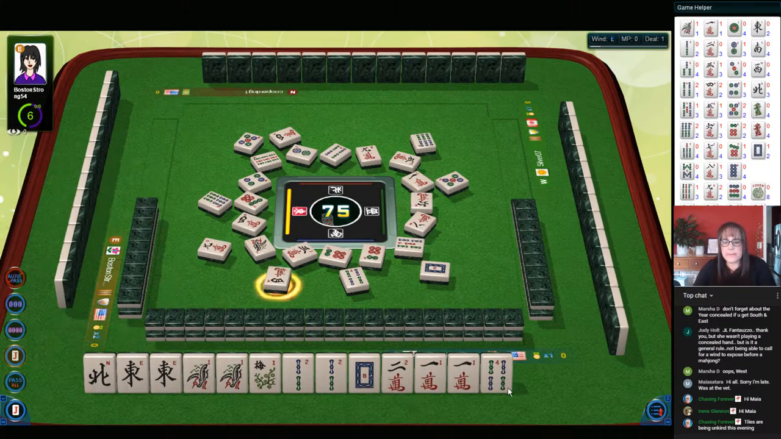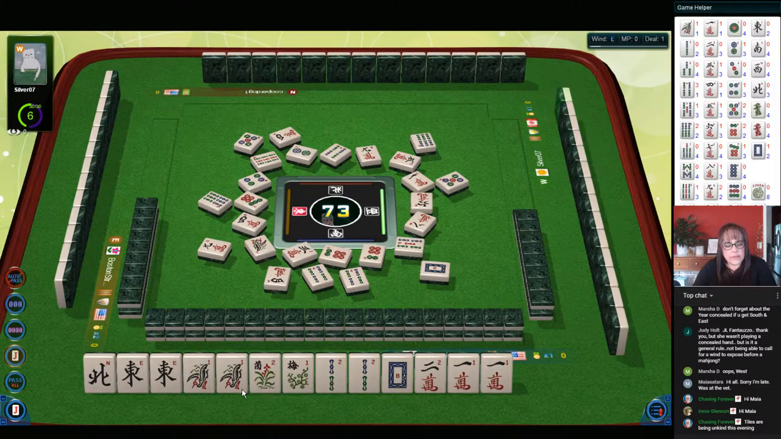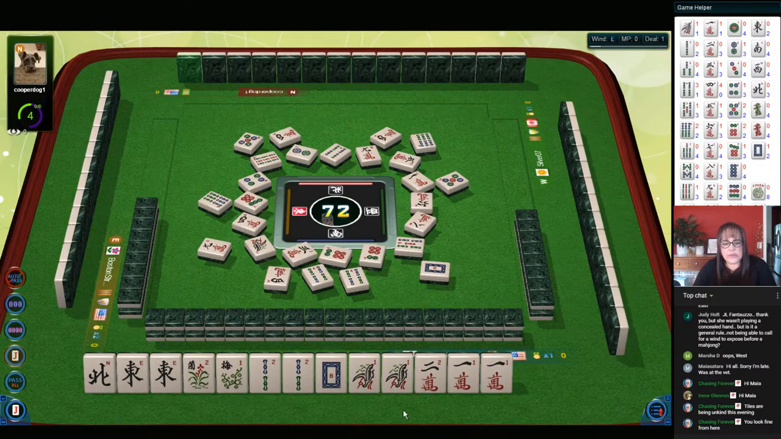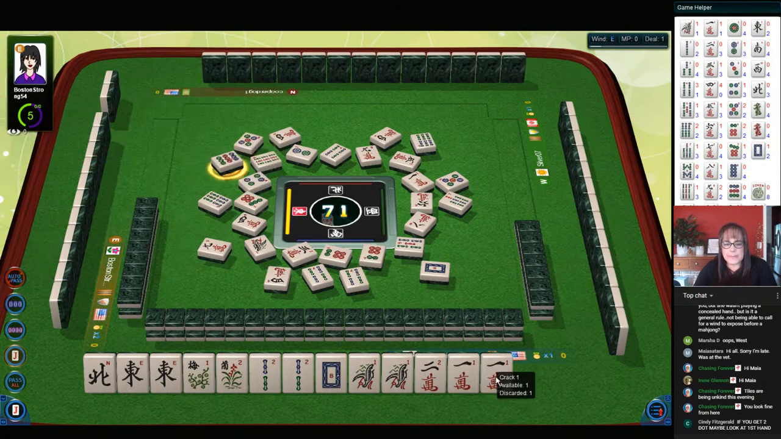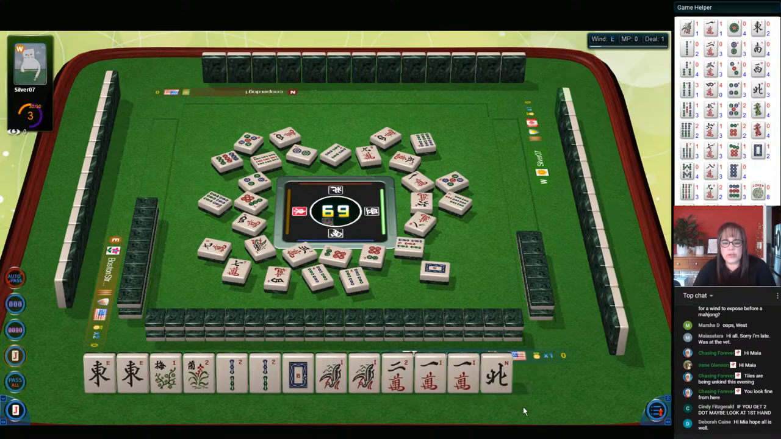Four characters. We got a flower now. Four bamboos. All right, we have a flower. So four characters. We'll see how this goes. Seven bamboos is going to keep us on our toes. Nine dots. Okay, seven crack can go. Seven characters. I'm thinking we should let the north go.